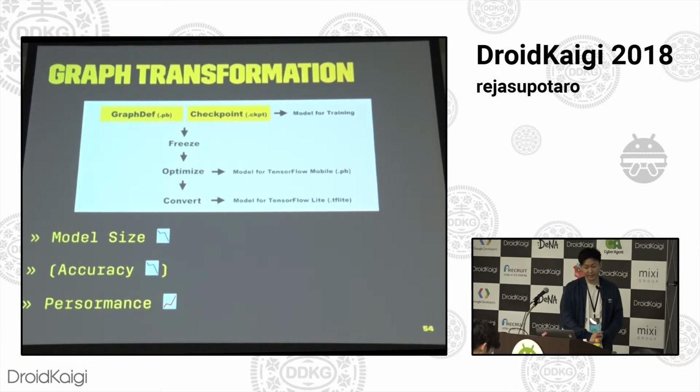So next, this is the overview of graph transformation. TensorFlow has two files for training: the graph definition file and the checkpoint file. The graph definition file is a serialized computation graph via protobuf. It represents how the graph is constructed. The checkpoint file holds variables which are updated during training. After a few optimizations, the model becomes the appropriate format for each target platform.